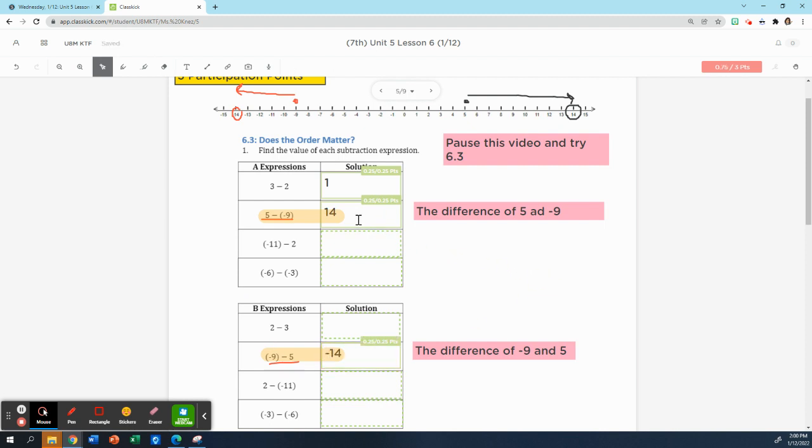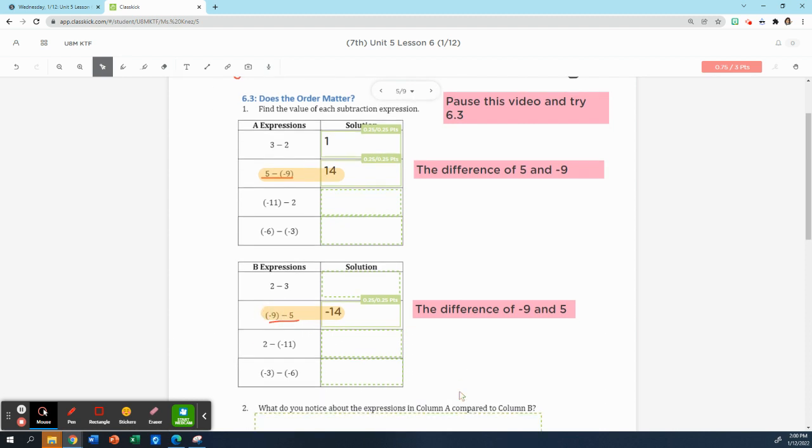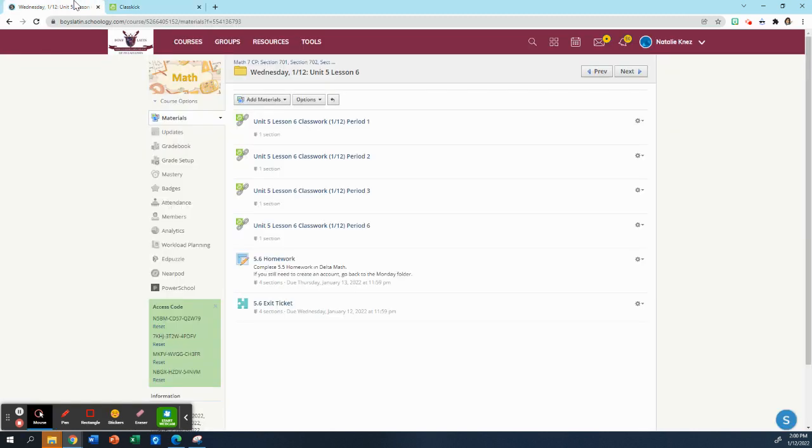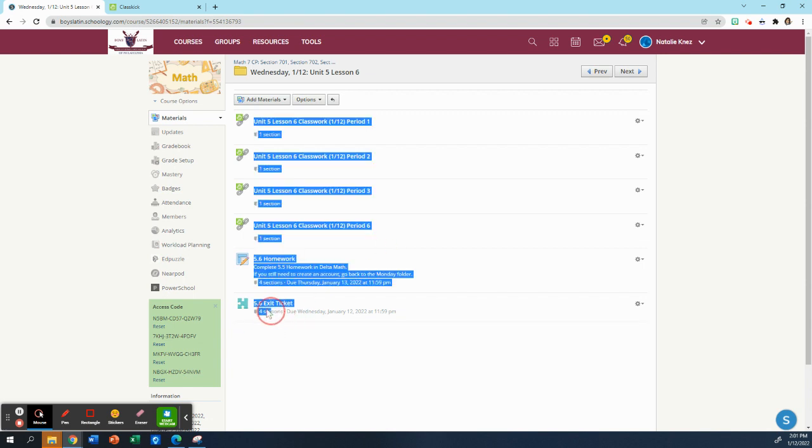This is important to note because the order of our subtraction matters. If I ask you for the difference of 5 and negative 9, I'm looking for this sentence here. But if I ask you for the difference of negative 9 and 5, I'm looking for this sentence here. Please make sure that you have all of the questions completed on slide 5. Slide 5 is the last slide I'm expecting you to do in ClassKick. To make up today's classwork, the other things you need to do are in the Schoology folder. You need to complete the 5.6 exit ticket and the 5.6 homework.